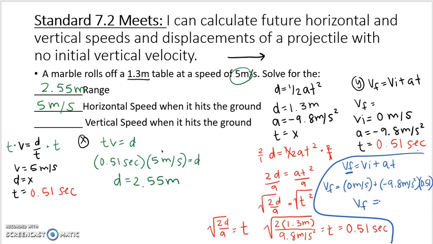When I do that math, I get a final speed of 4.9 meters per second. Remember that this is negative. Negative 4.9 meters per second. It makes sense that it's negative because it's going down.